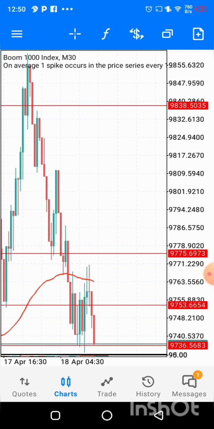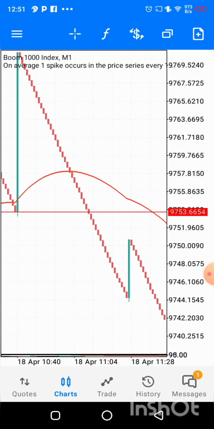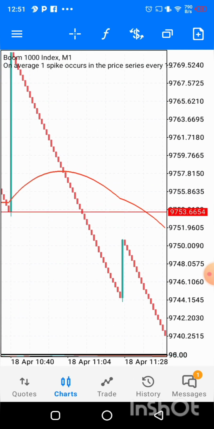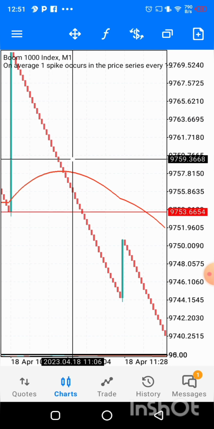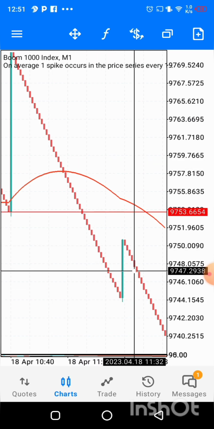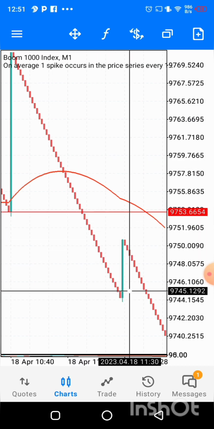So catching of spikes is a problem. What you need to do is move down to the 1 minute time frame and confirm. Okay, clearly on the 1 minute time frame, we have the MA above the current price. So to buy at this very point is a problem.